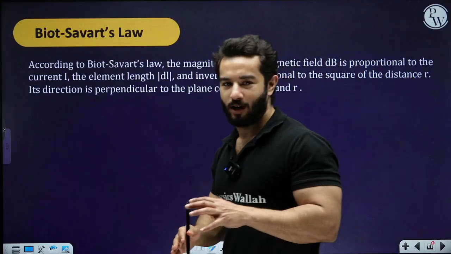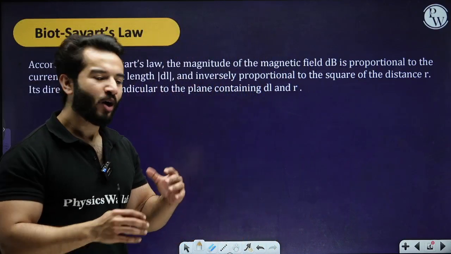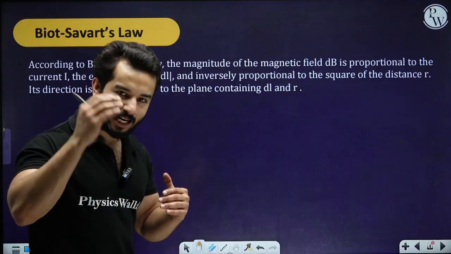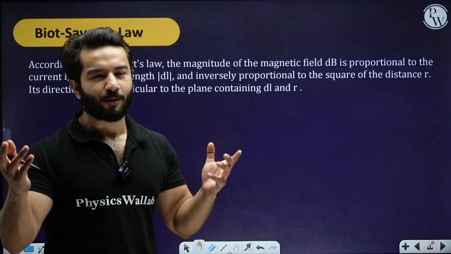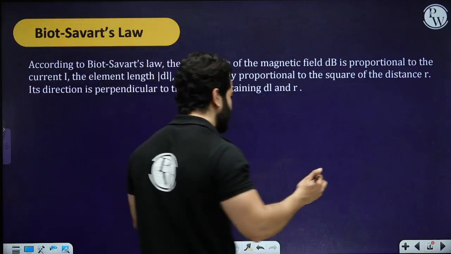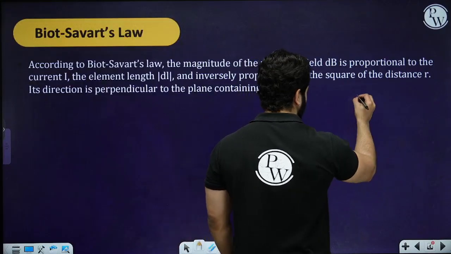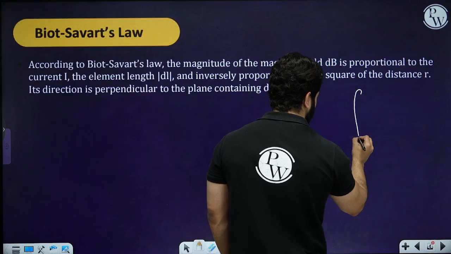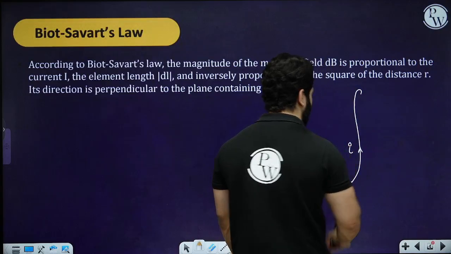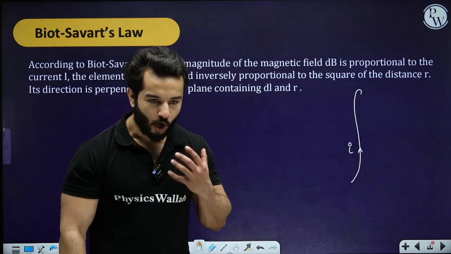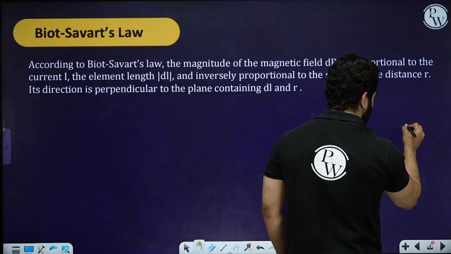What is it all about? Obviously, I will not expect you to remember this law. I expect that you must understand Biot-Savart's law. It is very important and then you will automatically be able to define it, isn't it? So let's suppose I have got a current carrying wire of a random shape, in which current I is flowing. And I want to know the magnetic field at point P, something like this.